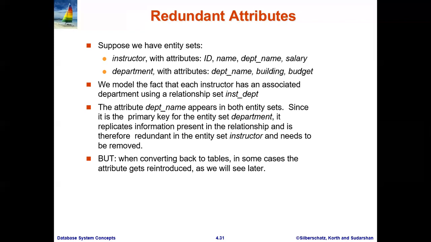Here we can say it is redundant data, duplicate data, replicated data. And if redundancy is there, then we need to remove the redundancy. If duplication of data is there, then we have to remove the duplicated data. Sometimes when we convert back to tables, in some cases the attribute values get reintroduced. How to tackle this, we are going to see in future.